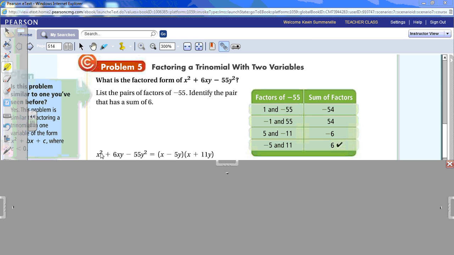And if we do the FOIL method, like we know how to do, x times x gives me x squared. And if I take x times 11y, we get 11xy. And -5 times x, we get -5xy. So when you combine them, you get 6xy. So the only difference between this problem and the other ones is that we put a y with the letter at the end.